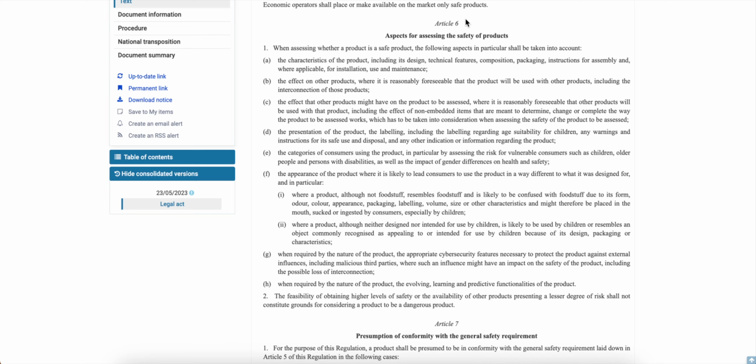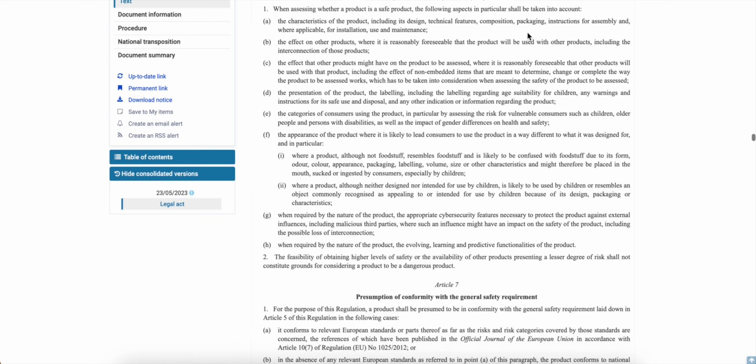Okay, and in practice, what can this mean? Well, it could mean that you have to make sure that the design is safe, that you implement certain safety standards, that you make sure that the packaging, especially if you sell children's products, doesn't have, say, small parts or something like that, that you provide sufficient instructions for assembly, and so on. So read Article 6 to understand the different areas that must be taken into consideration when you are ensuring safety and thus compliance with the GPSR.